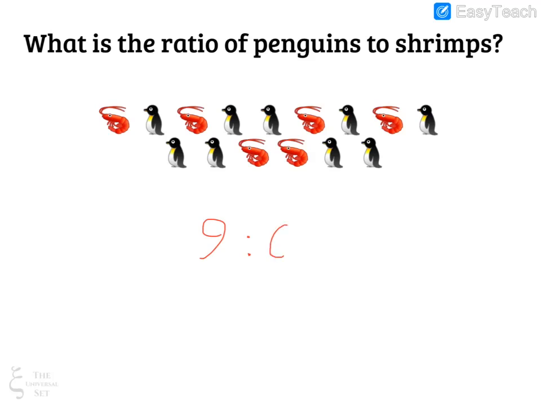I've got 6 shrimps. And again, this looks to me like I can simplify this. There is a common factor here. What can I divide 9 and 6 by? I can divide them both by 3. So on this side, I'm going to divide by 3. On this side, I'm going to divide by 3. And if I do that, we've got our new simplified ratio. 9 divided by 3 is 3, and 6 divided by 3 is 2. So my simplified ratio is 3 to 2.